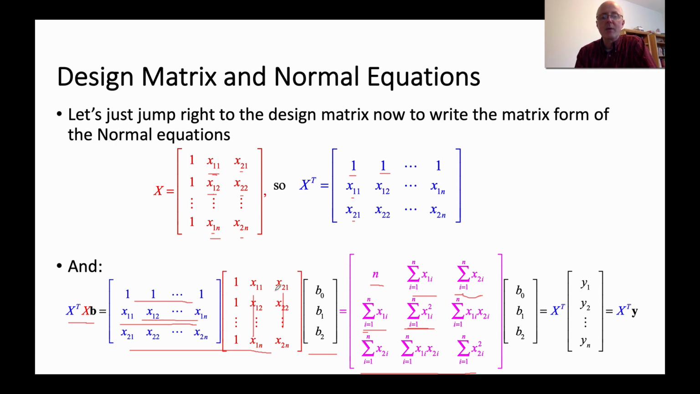Dot product of the second row with the third column, now the first subscript of 1's gets matched with the first subscript of 2's. So we have summation x1i times x2i.